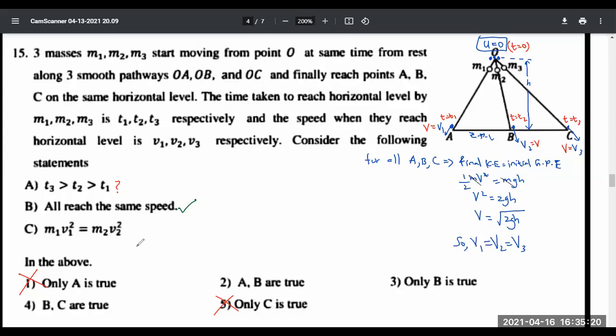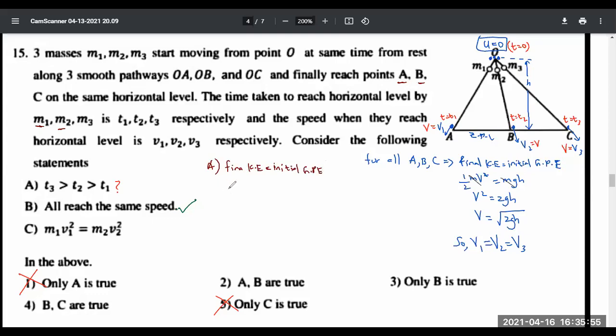Let's try to check whether we can decide about C. They are saying M1 V1 squared equals M2 V2 squared. What do you think about that? Now, if you apply the energy concept for different objects, M1 and M2 are the masses of A and B. So if you apply it for A, when you apply the energy equation, you can say that the final kinetic energy is equal to the initial potential energy.